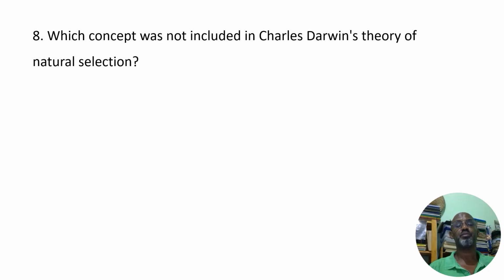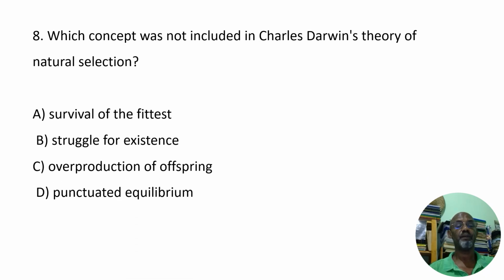Number 8. Which concept was not included in Charles Darwin's theory of natural selection? A. Survival of the fittest, B. Struggle for existence, C. Overproduction of offspring, D. Punctuated equilibrium. Definitely, this is simple. This is the answer. It is not part of the postulates of Charles Darwin, of course.